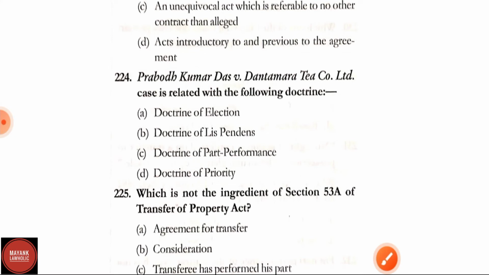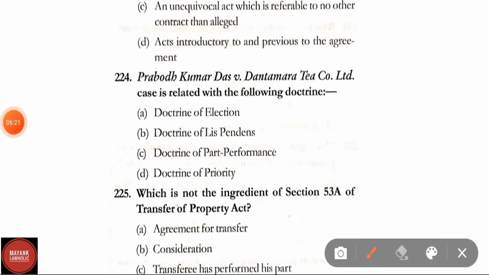Question number 224. Prabodh Kumar Das versus Dantmara Tea Company Limited case is related to which of the following doctrine? Options are A, doctrine of election, B, doctrine of lis pendens, C, doctrine of part performance, D, doctrine of priority. Correct answer is option C, that is doctrine of part performance.